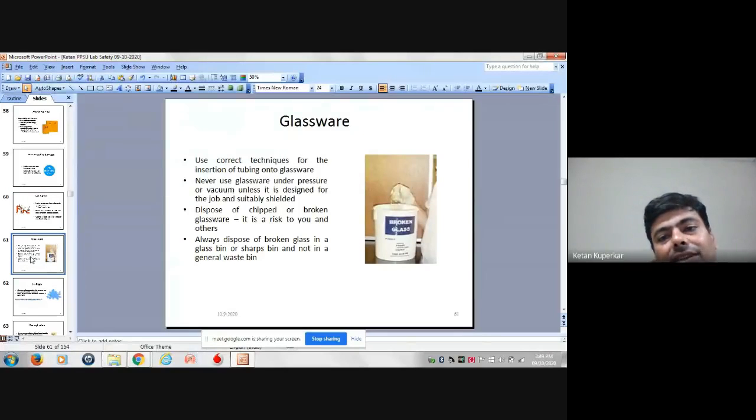Same way, glassware. If you see the picture on the right side, the technician is discarding the glassware, and on this particular dustbin it has been written "broken glass". It is not a regular dustbin in which you discard paper, because as I mentioned earlier, there are several different dustbins designed to discard different things in the laboratory. You cannot have one common dustbin in which you dump everything.